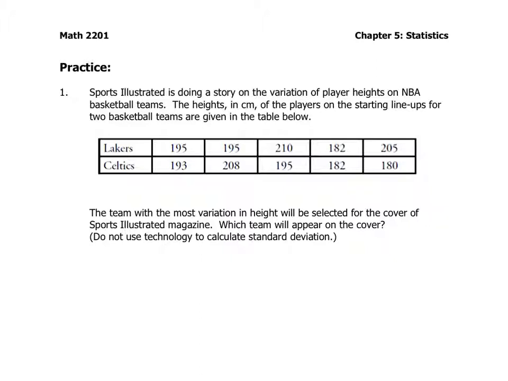For the first one, just try it, but you should get a standard deviation, I believe, for the Lakers of 9.6, and the standard deviation for the Celtics should be 10.1. And therefore the standard deviation of the Celtics, since that's a little bit bigger, would show that there's more variation in their data.